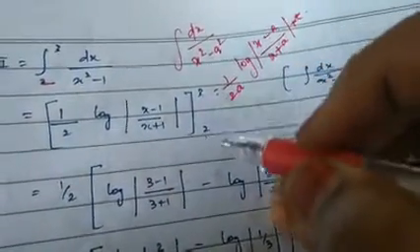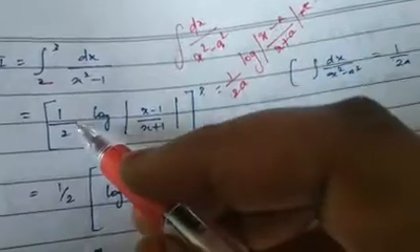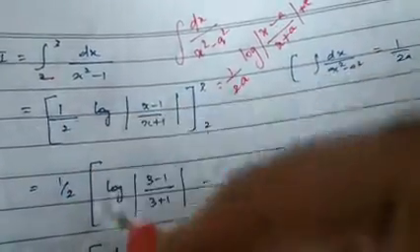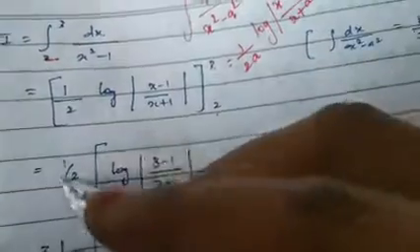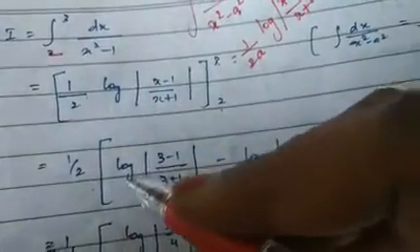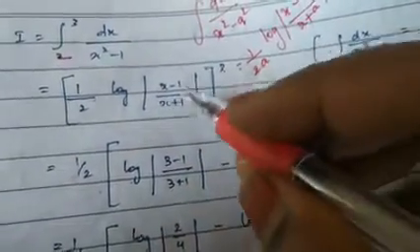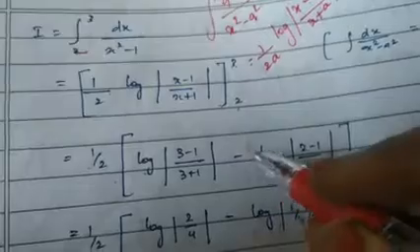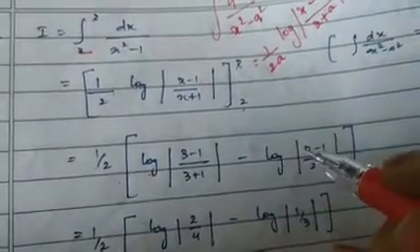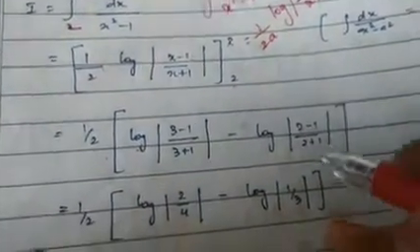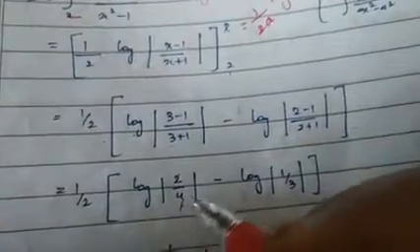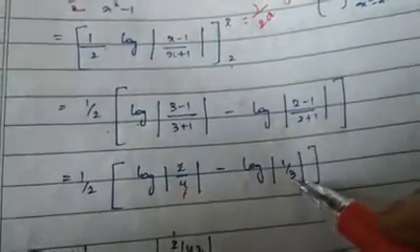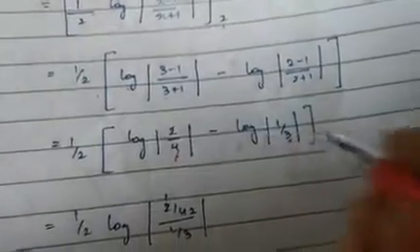Therefore, 2 to 3. Now, as I told already, if I have a constant and a negative sign, you can take it outside and apply the limit. Upper limit, 1 by 2 is common for both upper limit and lower limit. Log of upper limit is 3, therefore 3 minus 1 divided by 3 plus 1, minus lower limit is log of 2 minus 1 divided by 2 plus 1. 3 minus 1 is what? 2. 3 plus 1 is 4. Then you simplify, you will be getting 1 by 2. Here you will be getting 1 by 3. Therefore, log of 1 by 2 minus log of 1 by 3.